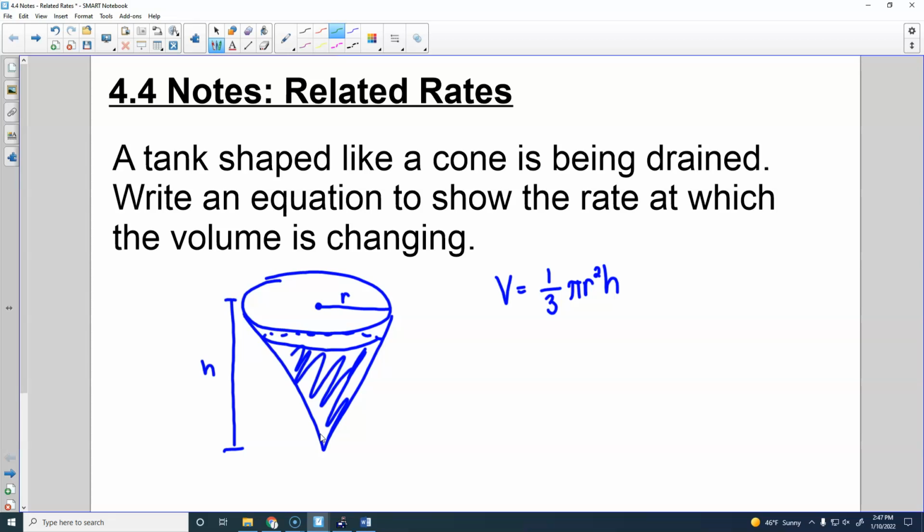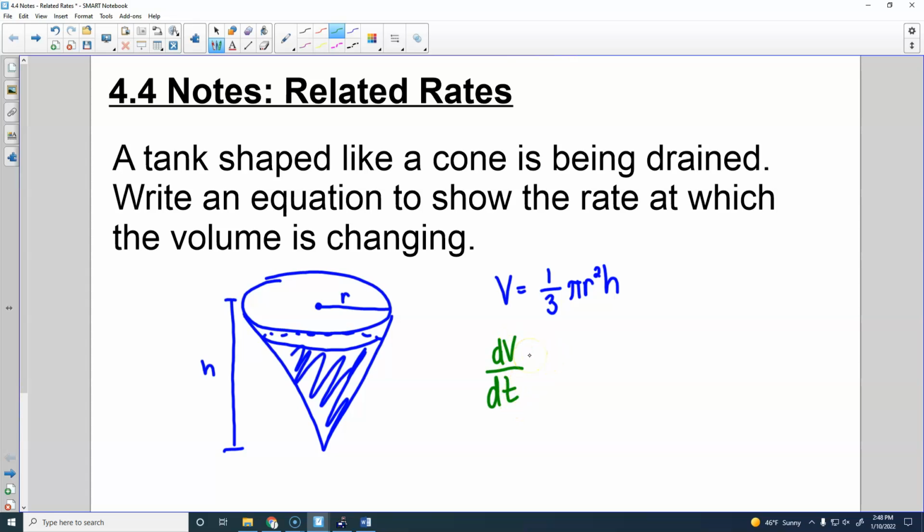So what we'll be talking about is taking derivatives of this function. So dV/dt, okay, I'm taking a derivative with respect to a third variable. That variable is time, because the water is being pumped out over time. It's not in this function. So this is dV/dt.